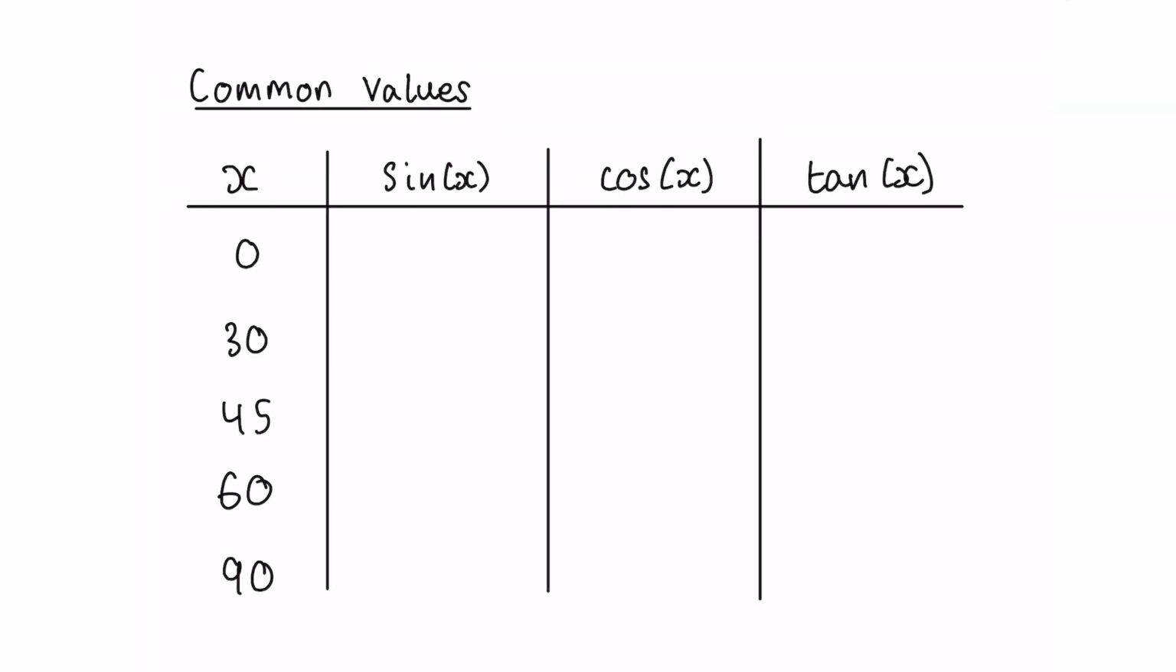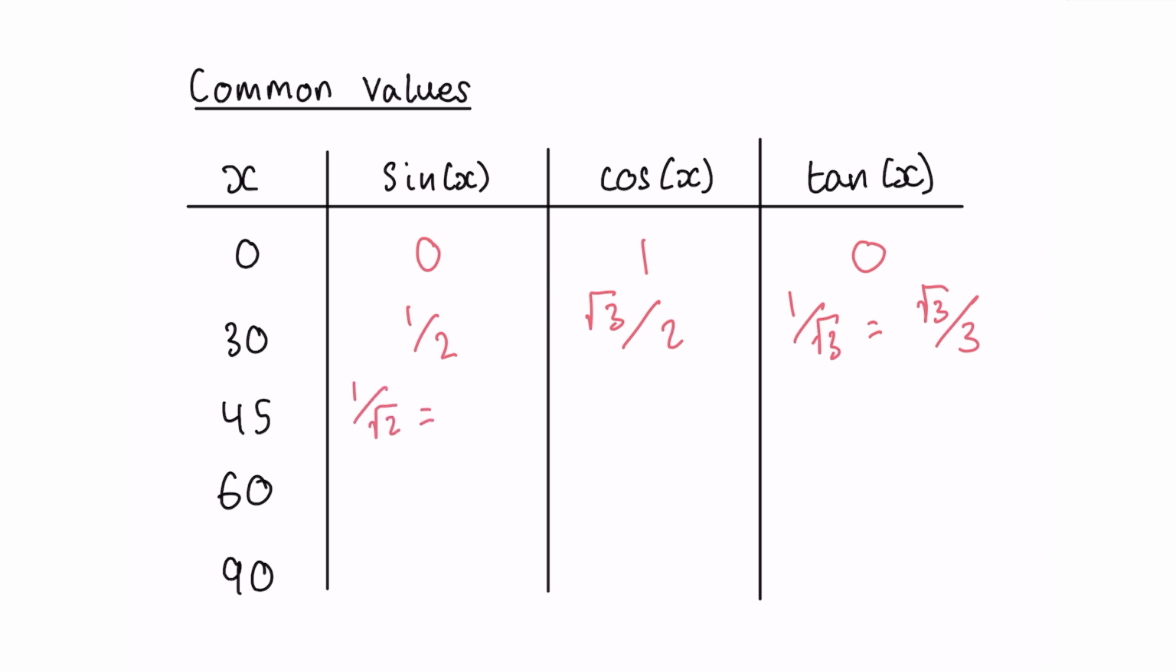Okay, so here are the common values that you need to know. Sine 0 is 0. Cos 0 is 1. Tan 0 is 0. Sine 30 is a half. Cos 30 is the square root of 3 divided by 2. Tan 30 is 1 over the square root of 3, or the square root of 3 divided by 3. Sine 45 is 1 divided by the square root of 2, or the square root of 2 divided by 2. Cos 45 is the same.